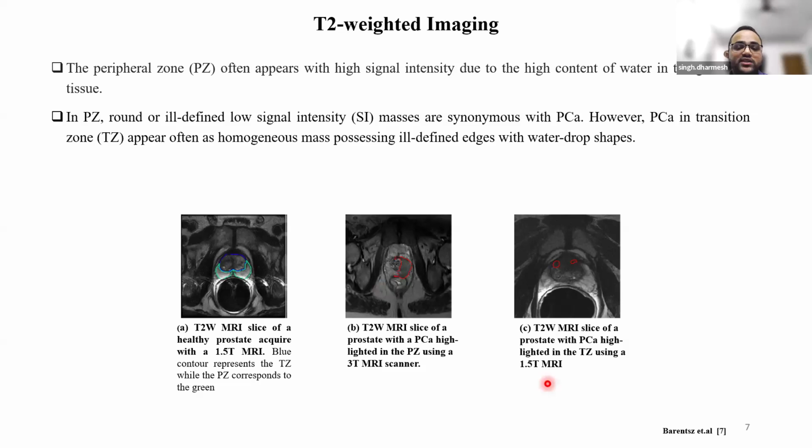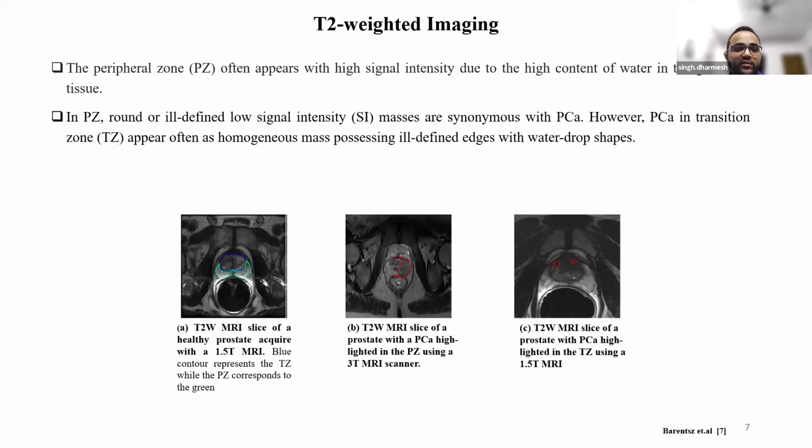On T2 weighted imaging, prostate cancer in the transition zone typically appears as homogeneous hypointense content against a background of high signal intensity with ill-defined margins. And due to its high glandular content, the transition zone is the exclusive site for benign prostatic hyperplasia, which mimics cancer, but it is not cancer. It is an enlargement of the prostate which mimics prostate cancer.